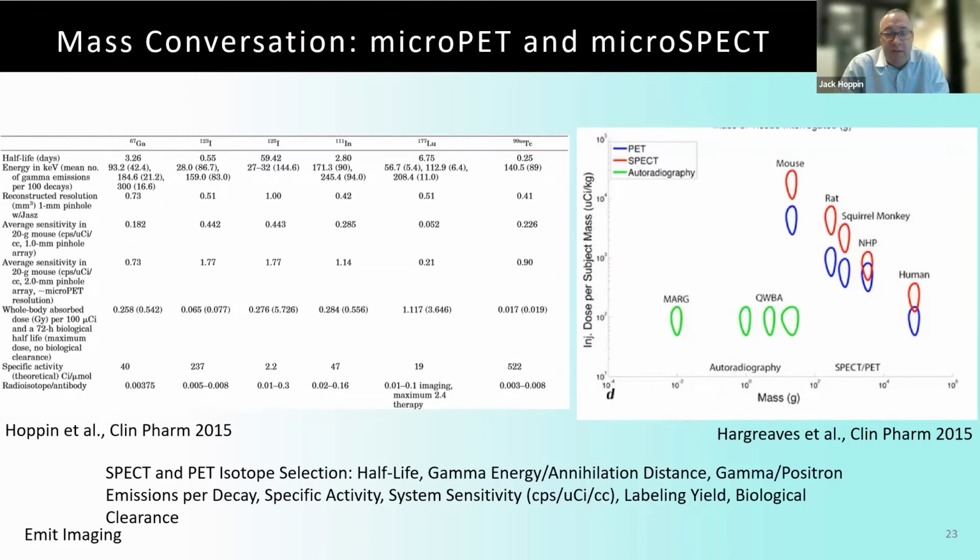And when you're choosing a SPECT and PET isotope, you have to factor in half-life. What's the energy of the gamma that changes the imaging properties? What's the annihilation distance of the positron? How many gammas and positrons are emitted per decay? What's the specific activity of the radioactivity? What's the setup of the actual system that you're doing? What's the system sensitivity? They're configurable and they vary. And if we think about counts per second per microcurie per cc, you really have to take that into account.